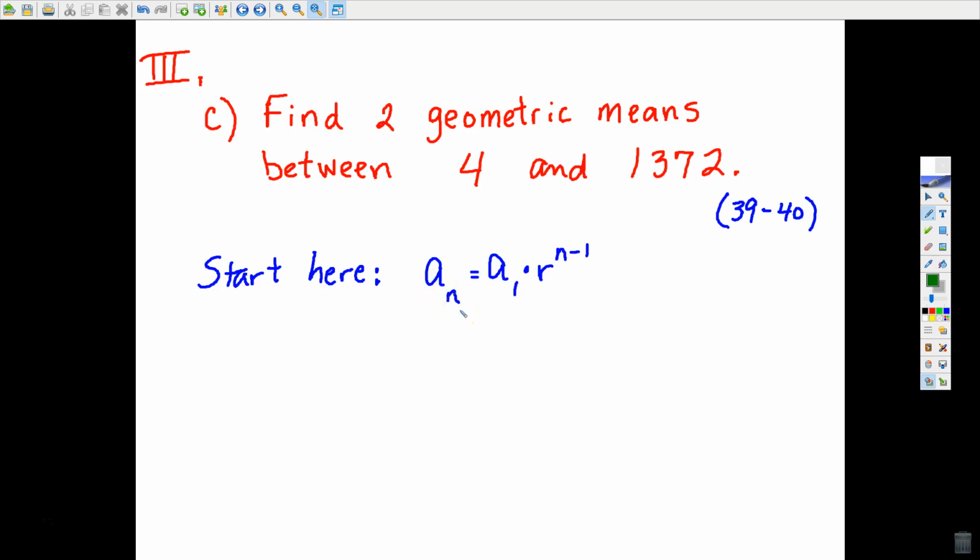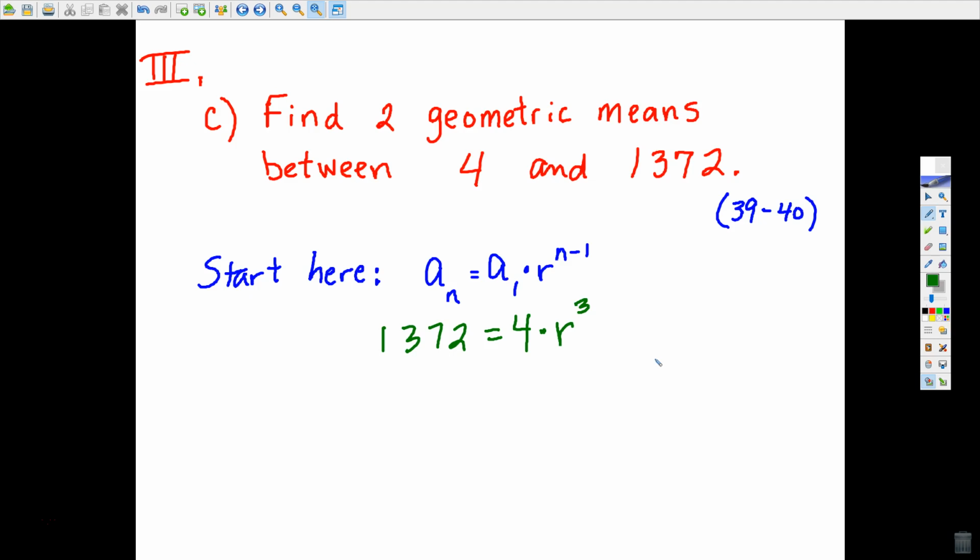If I wanted to use a sub 4, meaning the last term, what's the last term? 1,372. What does this indicate? First term. What's the first term? 4. Okay. What is R? I don't know. But I can plug in everything else but R, and we can solve. So what do you think the exponent for R is going to be? How many terms did we say there are in this? 4. So what's the exponent for R going to be? N minus 1. N means 4. So R to the third. Okay, let's solve for R.